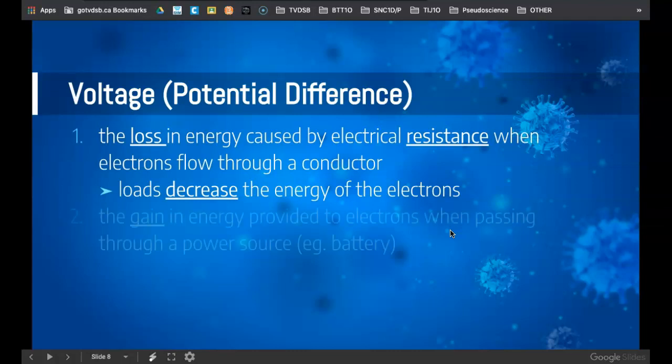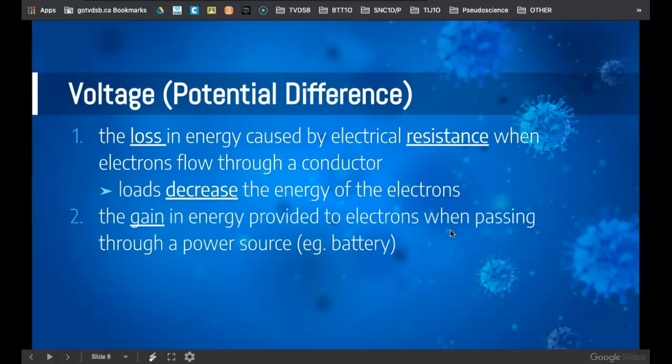All right? Now, the other possible way to look at it is from the battery side. So we can say that the voltage is the gain in energy provided to electrons when passing through a power source. So the idea is kind of the same, right? It's the amount of energy that's changed. And that's why it's referred to as potential difference. Right? So it's how much change in energy. So how much change in energy is happening to those electrons when they either go through a battery and gain the energy, or when they go through a load and lose the energy. Right? The units for it are volts. This is kind of convenient. So voltage is measured in volts. Right? So it's easier to remember.